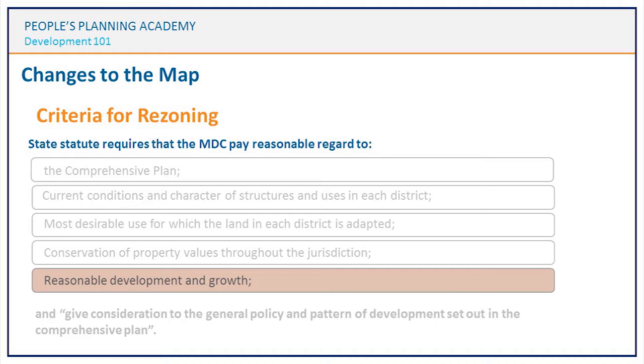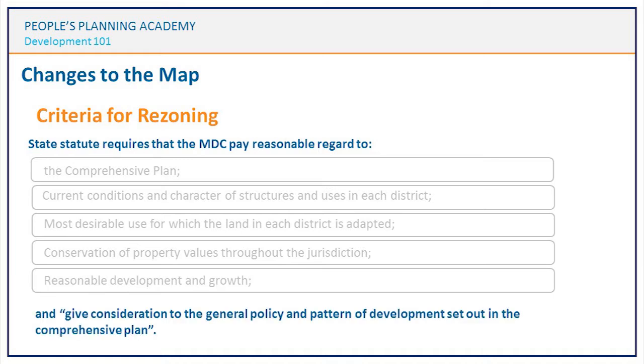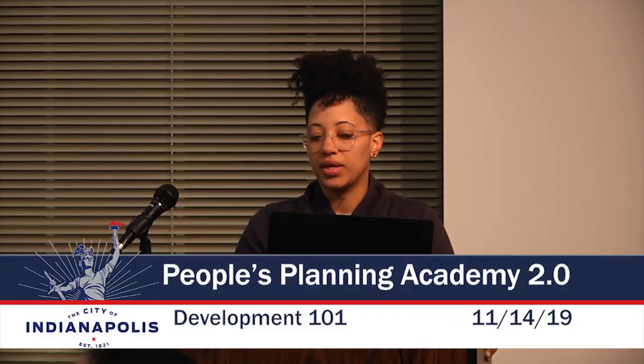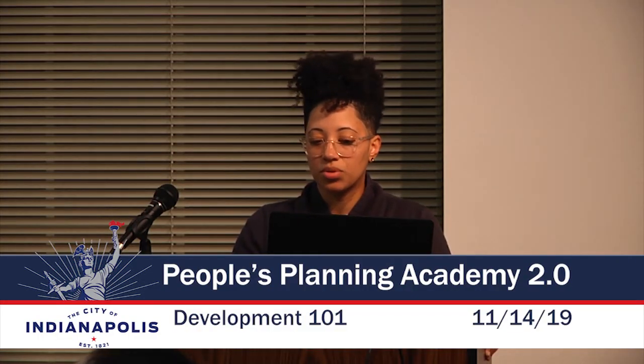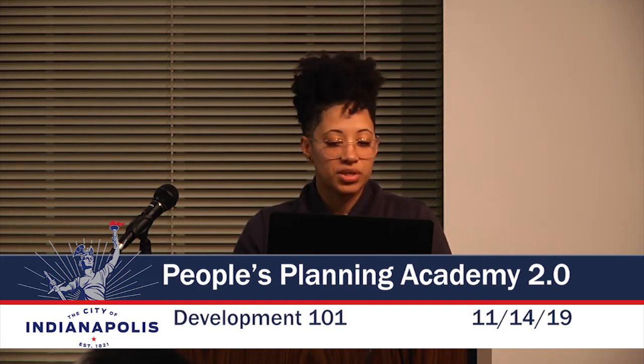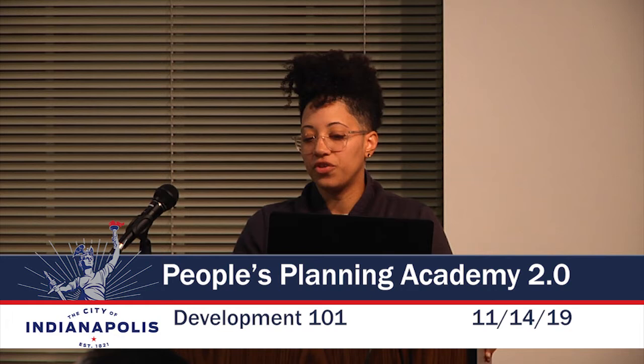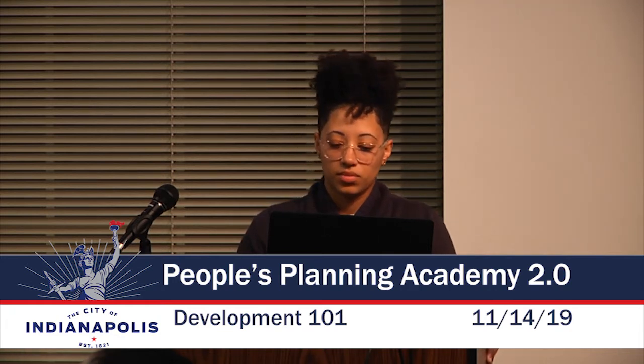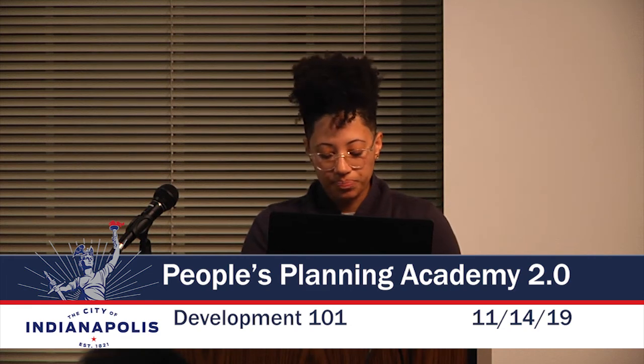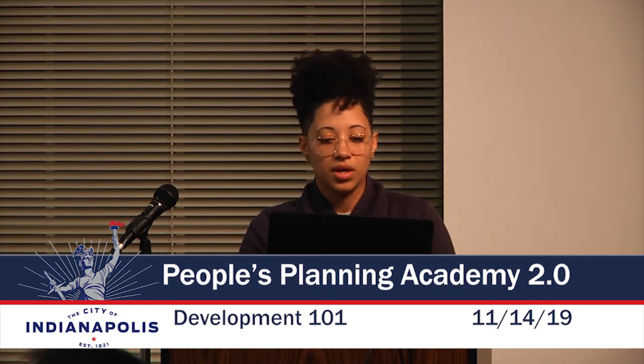They must consider responsible development and growth. This means asking if there's a place for everyone. Are we inclusionary? Is there a balanced amount of different uses? The MDC must also give consideration to the general policy and pattern of development set out in the comprehensive plan. Does it fulfill the vision laid out in the plan? Is it an acceptable deviation from a specific recommendation? And how will it affect the future implementation of the plan's goals? So I know that's a lot of information, but I think it's valuable that you understand these are the specific criteria that are considered.